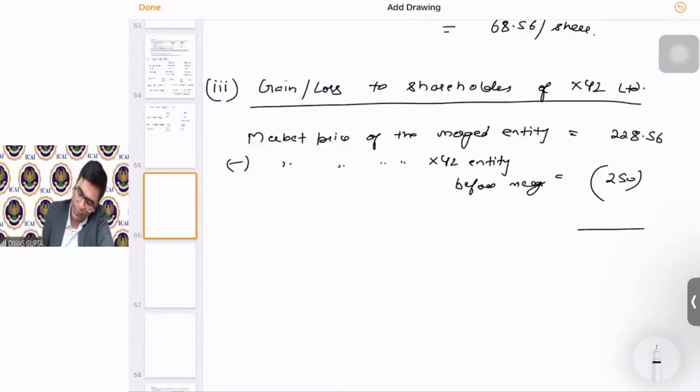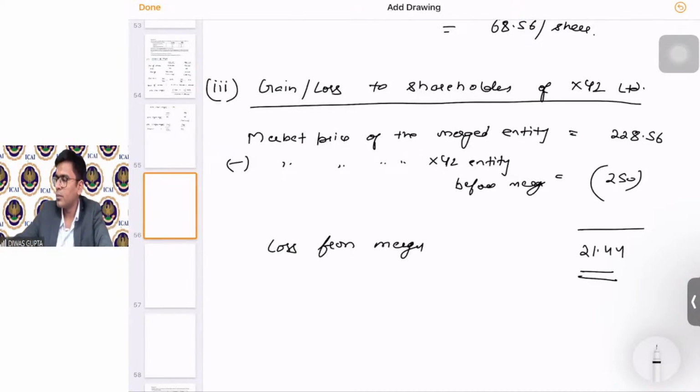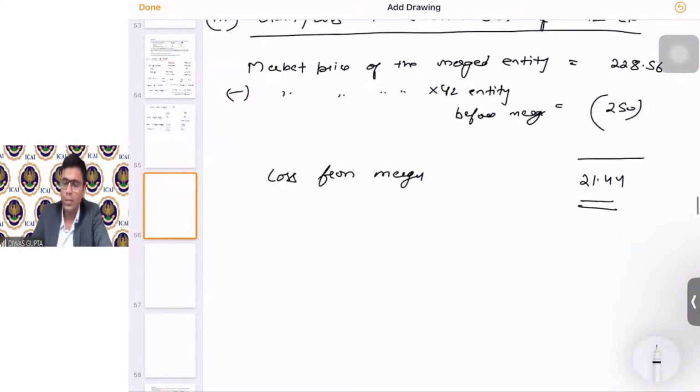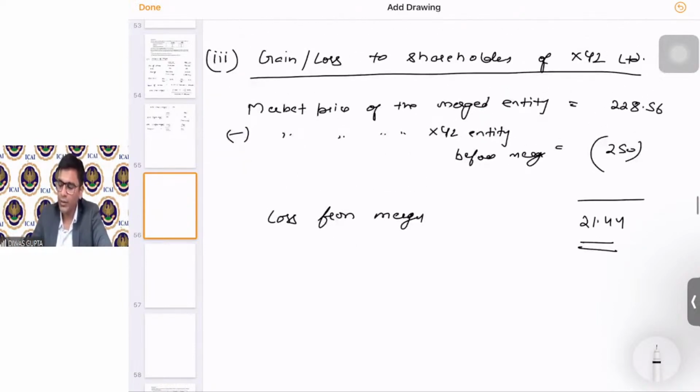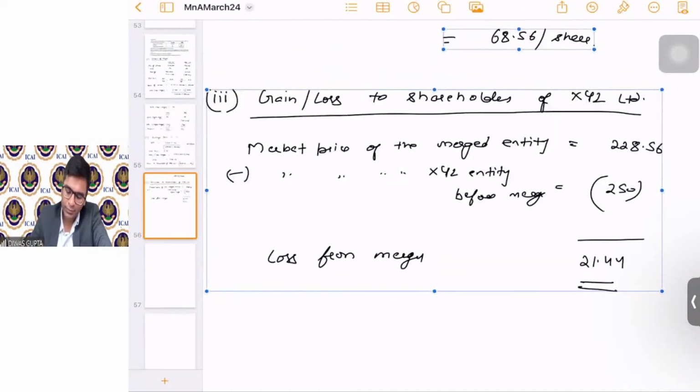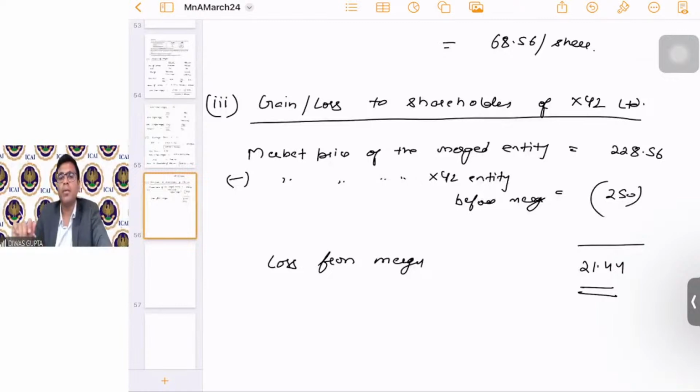So students, if you see, there is a loss that has been incurred to shareholders of XYZ Limited, loss from merger, right? 21.44 rupees. Agreed? So the third part is clear, students, wherein the loss has become, okay, because they have agreed for an exchange ratio of 1:1.